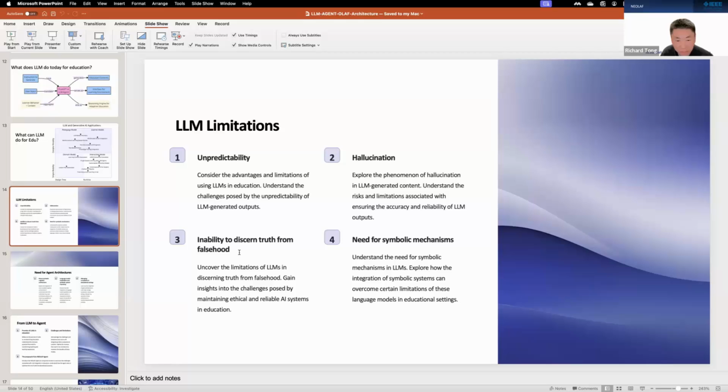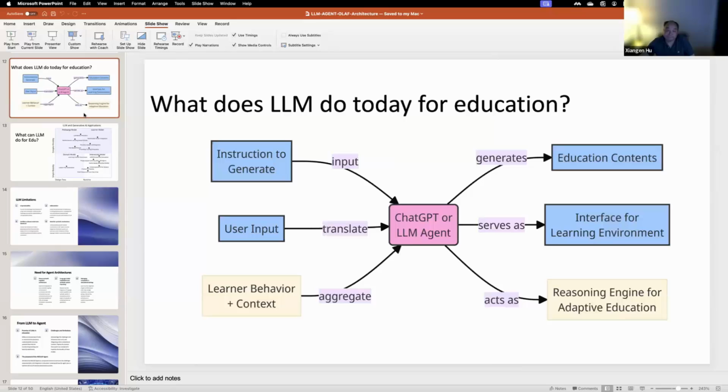So a lot of times, in math and science, it actually sometimes generates bad answers that could be very misleading. And the fourth one is that a lot of times we need a symbolic mechanism. For example, when we want to align with pedagogical content and so forth, it is still troublesome because it's a shallow model. The shallow model doesn't know your specific needs and doesn't know the deeper knowledge. So when we're talking about using that in the field, right?